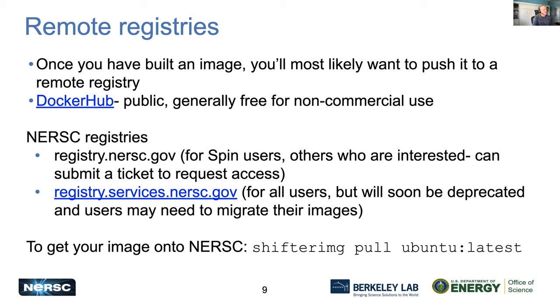To get your image from a registry onto NERSC, you're going to need to use the shifterimg pull utility. So from Docker Hub, it would just be ubuntu:latest. From the registry, you'll have to do a shifterimg login, and then you can pull. But it's pretty straightforward to get your image onto Perlmutter.